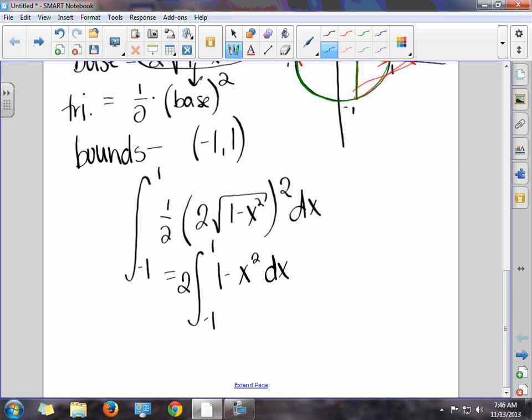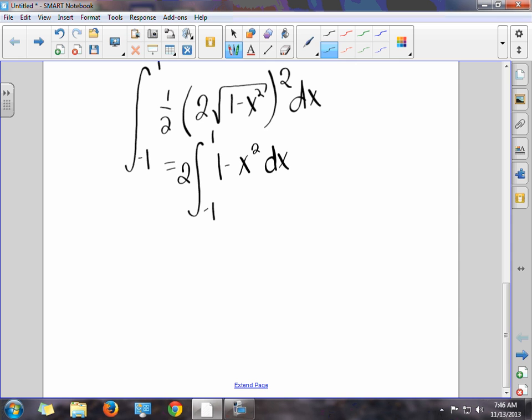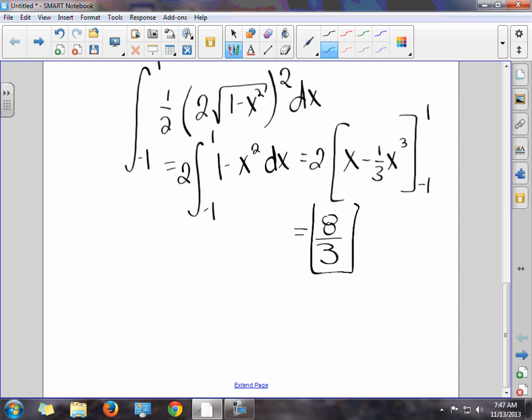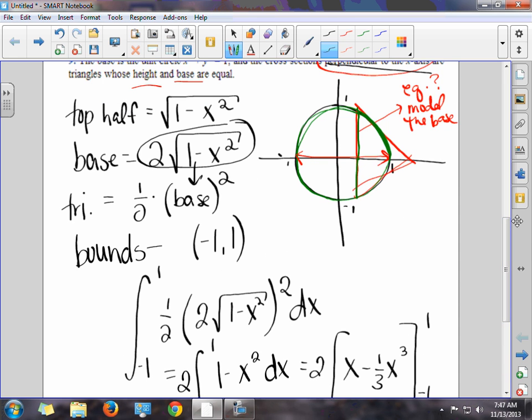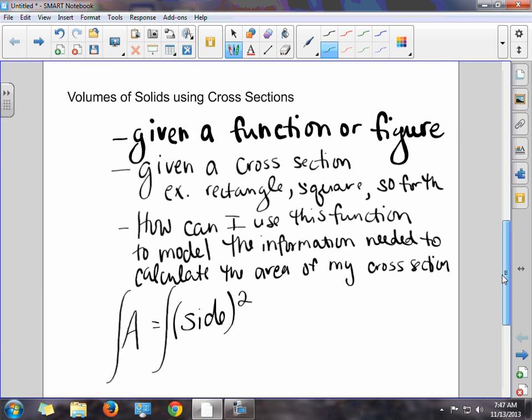And then now, it's simple. I mean, you guys know how to do this. So this is just going to be 2 times x minus 1/3 x cubed from -1 to 1. And if I plug in and do all the math, I get 8/3. So the volume of that solid with these known triangular cross sections is going to be 8 1/3.